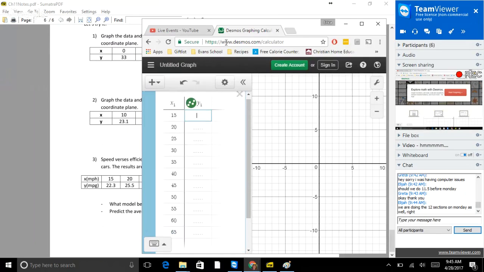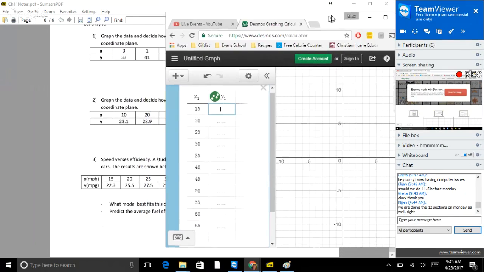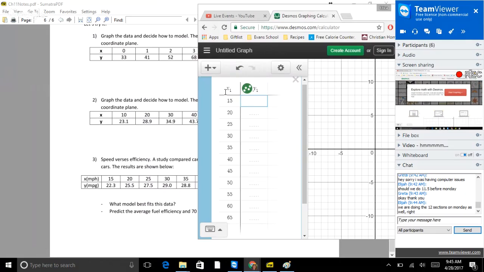All right, so this is where it gets a little more tricky. I have to put in my fuel data, right? So X is the speed of my car, and this is my fuel efficiency. Any of you guys care about fuel efficiency?